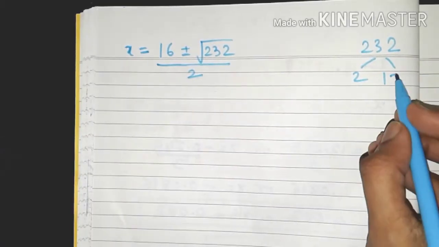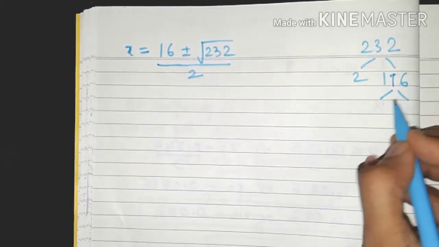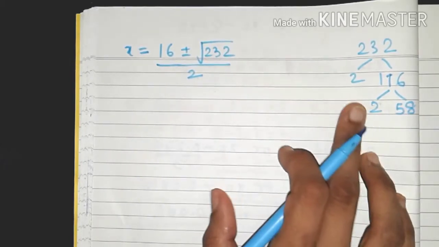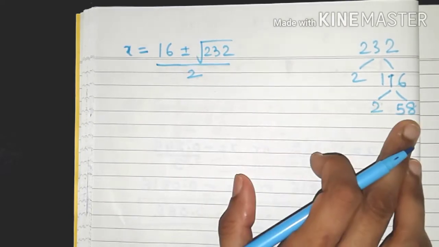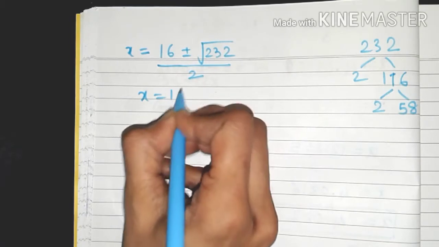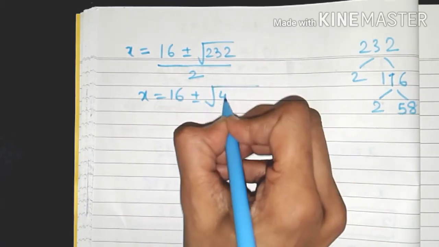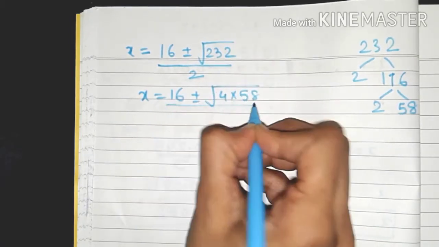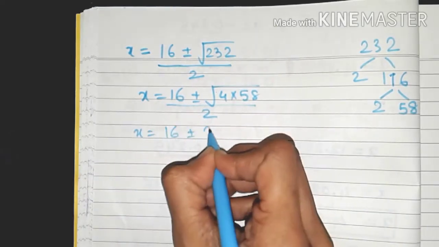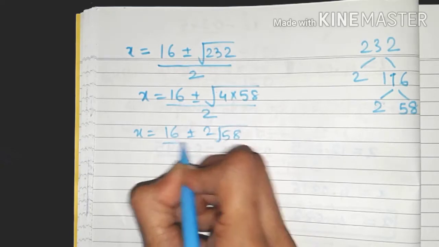So we'll get 2 and 116, and then this further we'll get 2 fives are 10 and 58. So this is fair enough friends. See, we have got 4 and 58. Now root of 58 we can always find, right? So just write this down. See, we have to get it below 100, that's all. That is our main aim. So we'll get 2 root 58 divided by 2.